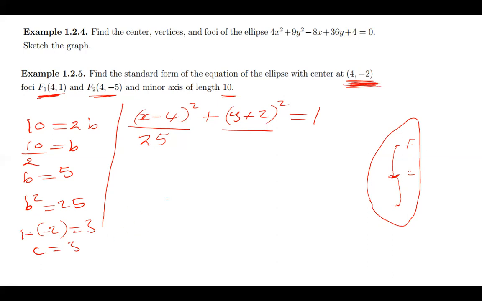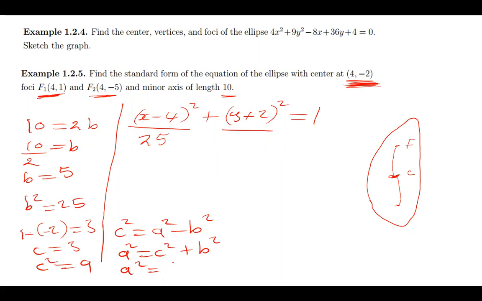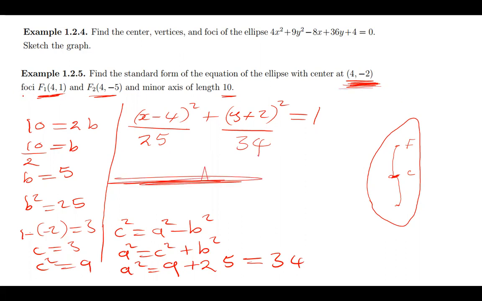Now to find the value of A, we know that there's this formula which we use to find C, which is c squared equals a squared minus b squared. So we make a squared the subject. To find a squared, we say c squared plus b squared. If c is equal to 3, c squared will be 9, and then plus b squared is 25. So our a squared will be equal to 25 plus 9, which gives us 34. This is how we find the standard form of the equation given the center and the two foci.